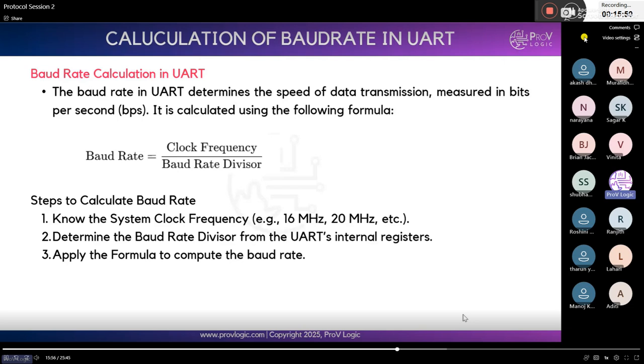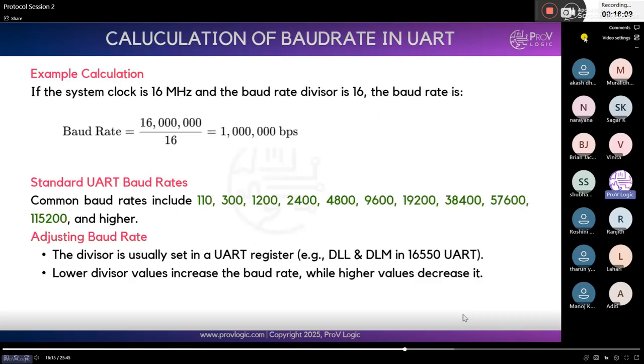So how can we calculate the baud rate here? Suppose the system frequency is 16 megahertz or 20 megahertz. First of all, we need to determine the baud rate divisor of the UART internal registers and apply the above formula. We already have standard baud rates, so we actually don't need to create one. These are the standard baud rates like 110, 300, 1200, 2400, 4800, 9600, and so on.